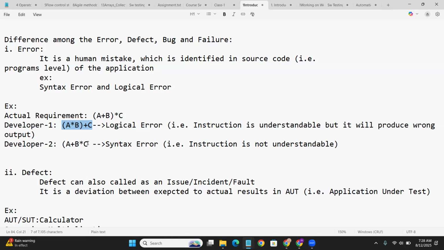Here both developers made mistakes. So what are those? The first one we are going to call a logical error. The second one we call a syntax error. So what is the meaning of logical error? Understand, the given instruction is understandable, but it generates the wrong output.